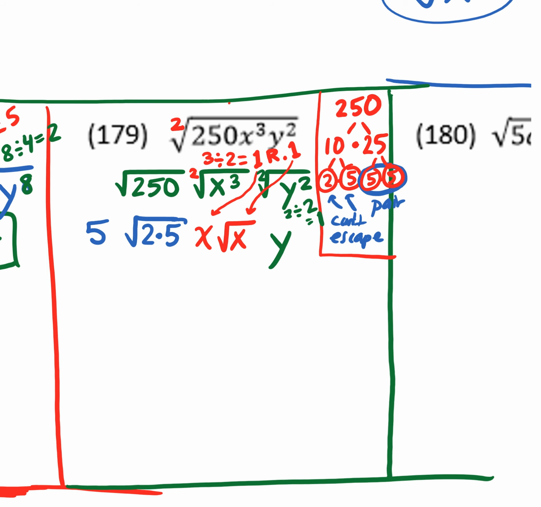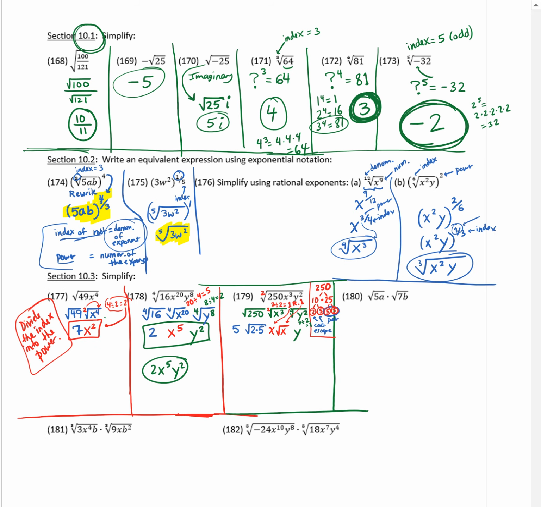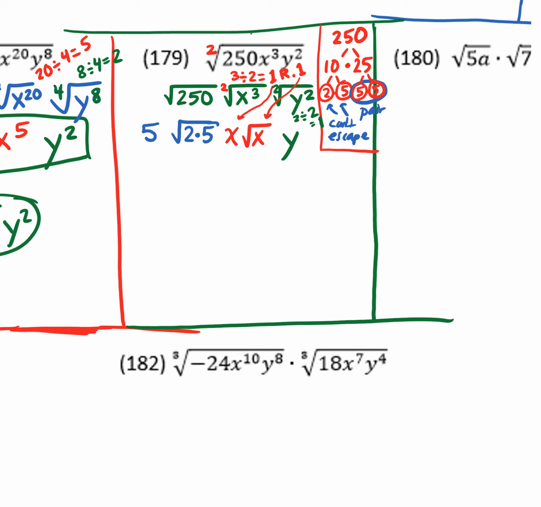All right, then we want to just gather everything that was outside the root, which we had a 5 and an x. This guy escaped. And then the y. They're on the left, and then anything that was kind of stuck inside the root, I'm going to put together. 2 times 5 times x is 10x.